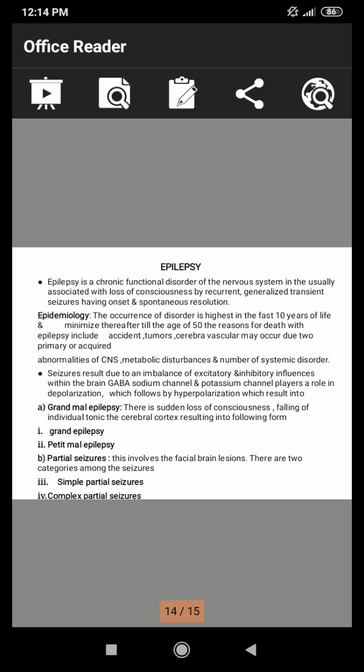Next is partial seizure. This involves focal brain lesions. There are two categories among these seizures. First is simple partial seizure and second is complex partial seizure.